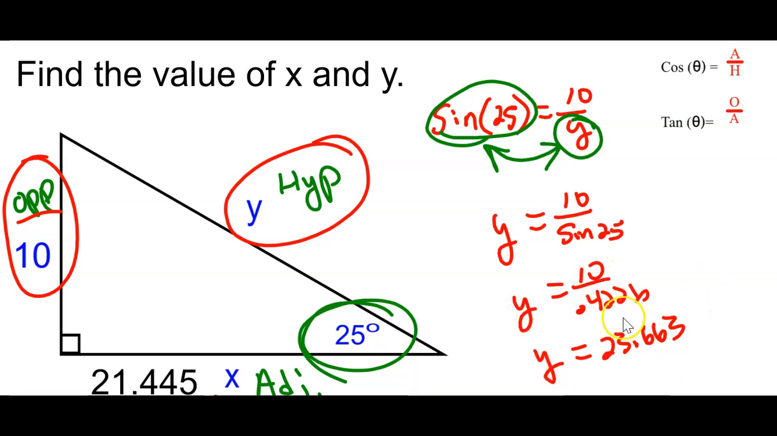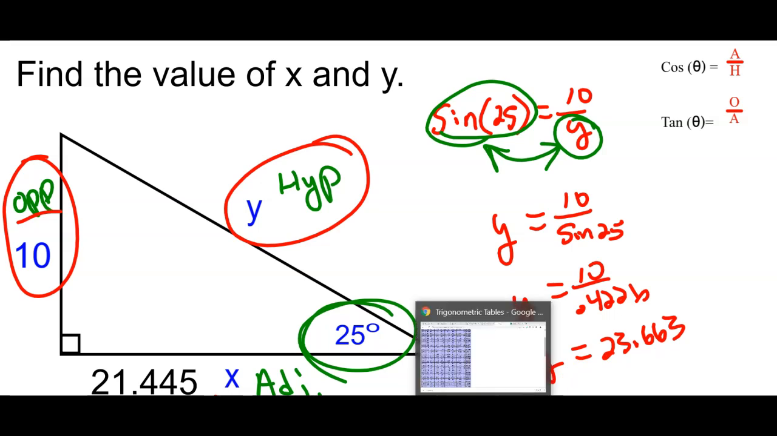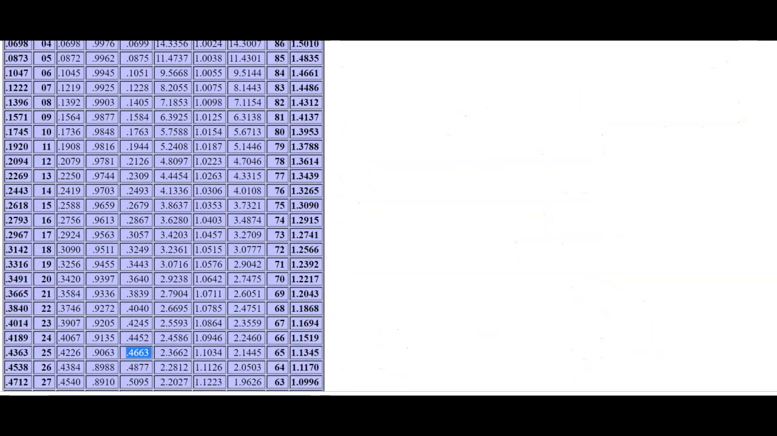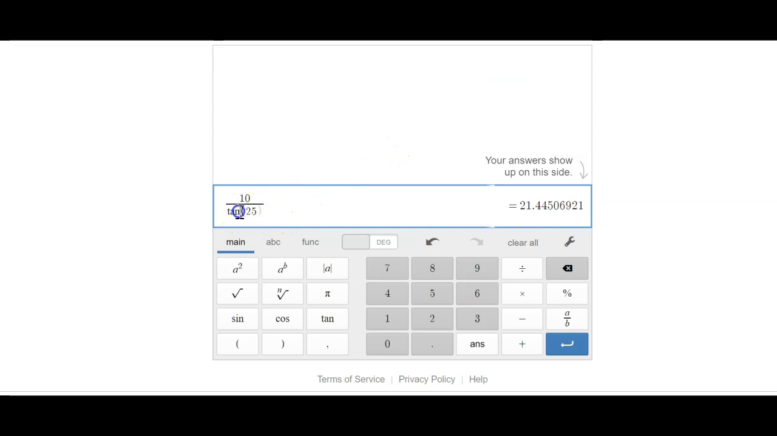You still have to use a calculator for either one, but using the calculator in trig, we're going to do 10 divided by sine of 25. So let's just change this to sine. And it gives us the same answer there, actually a little bit different. So I guess our answer using the trig chart's a little less than 1/1000th bigger than what it actually is. Using the calculator with trig is going to give you a more exact answer.